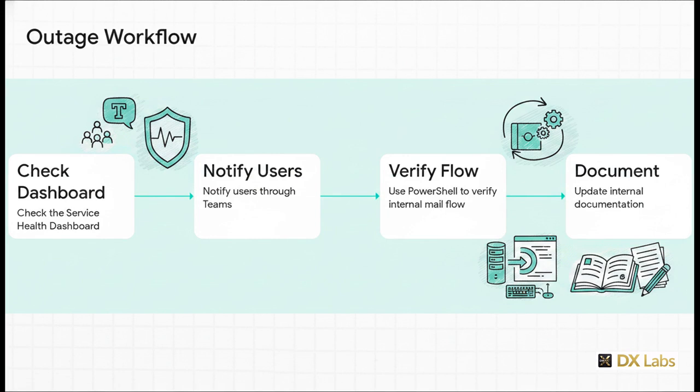Imagine your users suddenly report they can't access their email. Step 1, you check the Service Health Dashboard, which confirms there is an active Exchange Online incident on Microsoft's end. Step 2, you subscribe to updates and immediately notify your users through Teams. Step 3, while you wait on Microsoft to fix it, you use Exchange Online PowerShell to verify your own mail flow and confirm no internal configurations got messed up. Finally, once Microsoft resolves the issue, you send a follow-up message to the company and update your internal documentation. Knowing this exact sequence is a core competency for the exam.